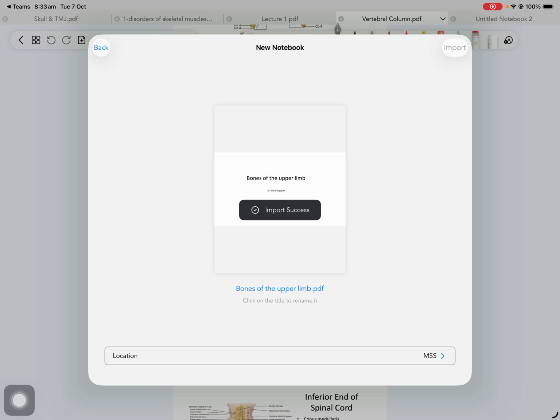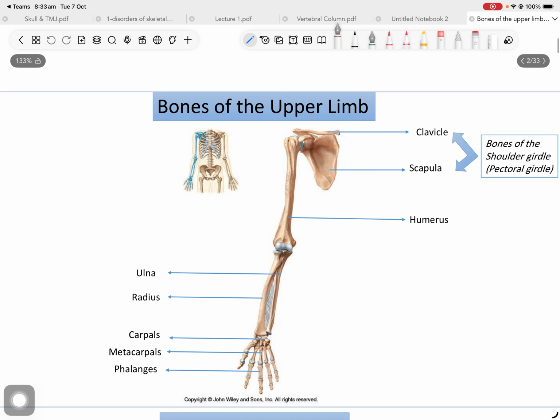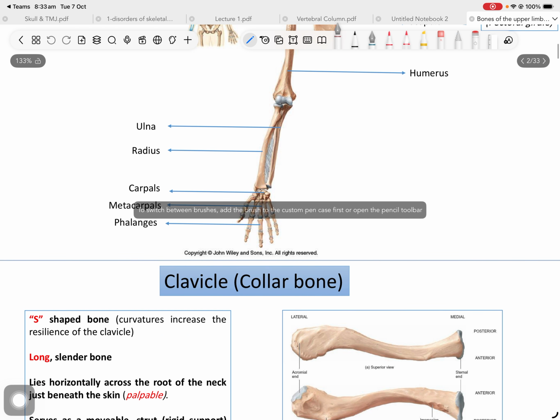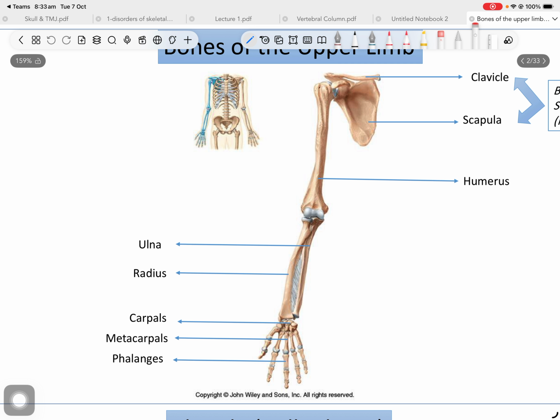We have two bones in the forearm, the ulna and the radius, and finally a group of bones in the hand. We call them carpals, metacarpals, and phalanges. So let's start talking about each one of them.